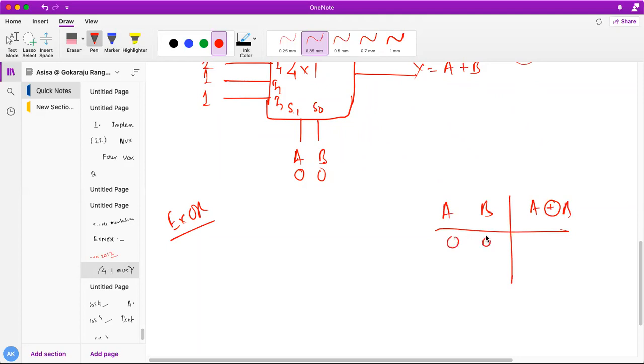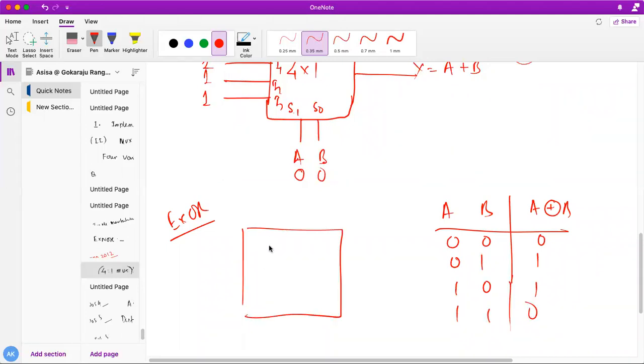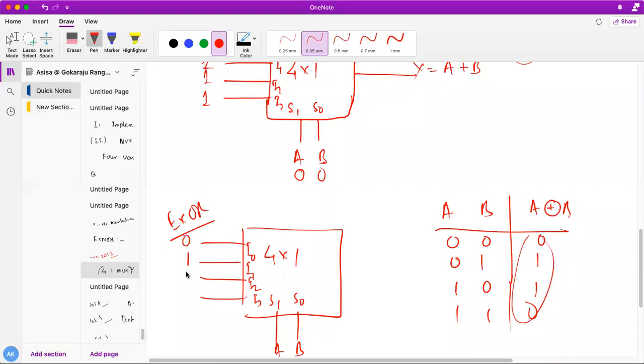So the truth table outputs are 0 1 1 0. How to do it? It's very simple. This is my 4x1 mux. Connect both the select lines S1 S0 to A B. Next, the 4 inputs I0 I1 I2 I3 are the truth table outputs 0 1 1 0. This will be my A XOR B. Am I correct, students?